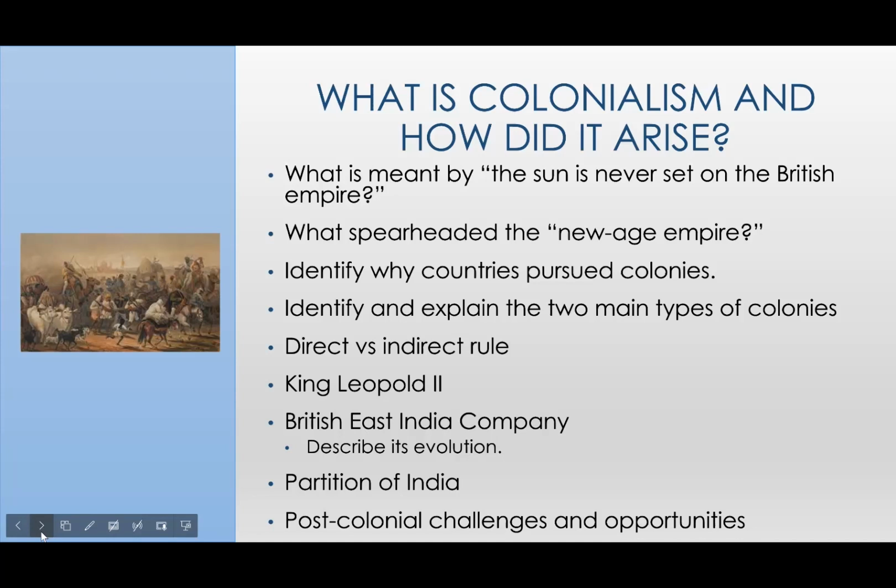Two types of colonies exist: settler colonies and extractive colonies. I actually already introduced that to you in the earlier colonization lecture, the types of colonization lecture. But they do go into detail about settler colonies and extractive colonies. There's also another distinction that's being made, and that's between direct rule and indirect rule. So I want you to be clear on that distinction.